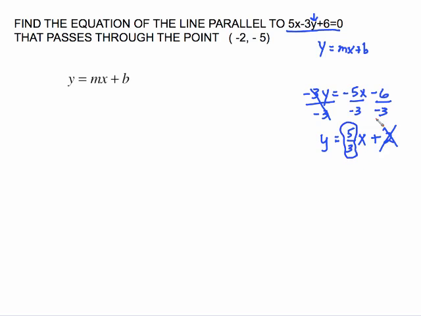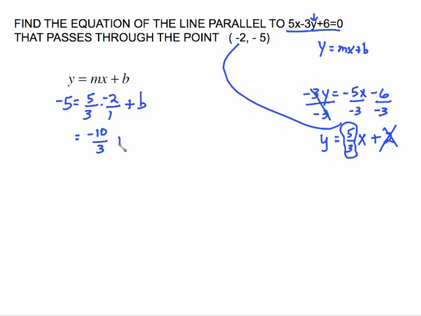Don't get confused. Some people get that y-intercept and think it needs to go into the y equals mx plus b. That's the y-intercept of your original line. It has absolutely nothing to do with the next line. So cross it out. We don't need it. What I need is that slope with that point. So -5 in for y, 5/3 in for m, -2 for x, and b is what we're going to be looking for. So this is -10/3 plus b equals -5.